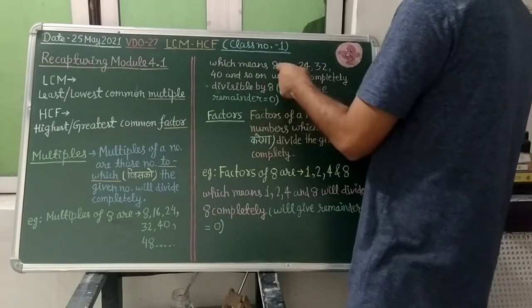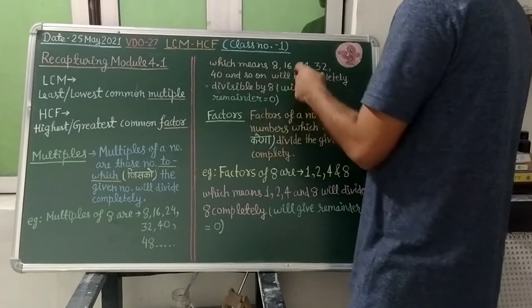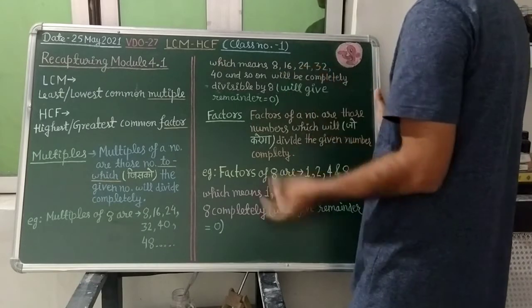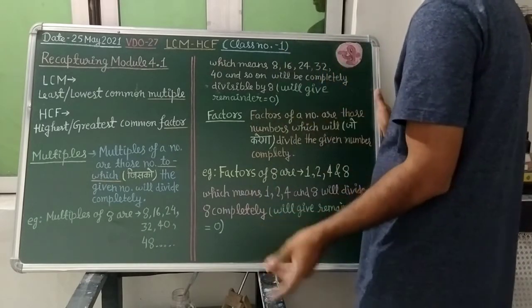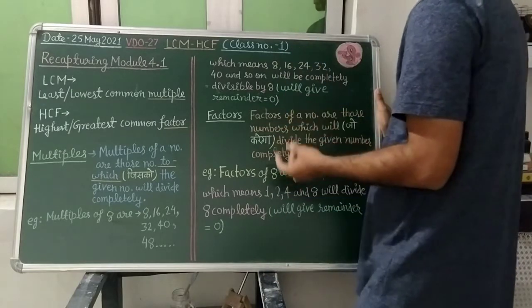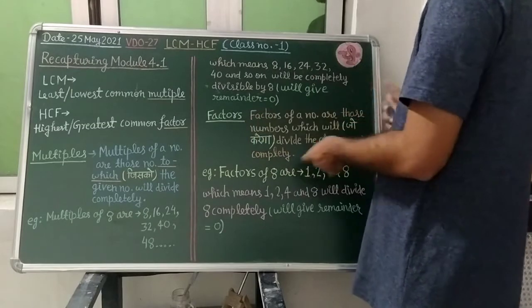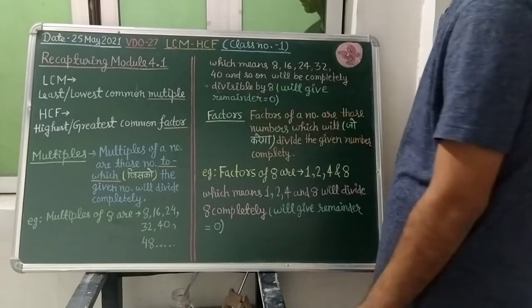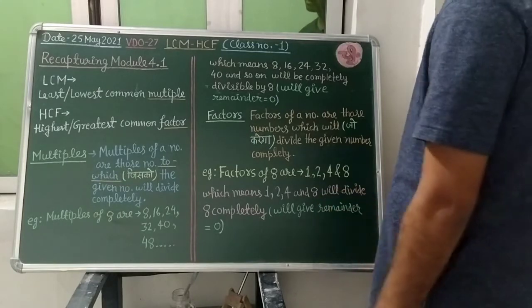You can see that when you divide 8 by 8, you get 1 time. 16 divided by 8, it goes 2 times. 24 divided by 8, it goes 3 times. 32 divided by 8, it goes 4 times. So multiples of a number are those numbers to which the given number will divide completely. Please try to understand.